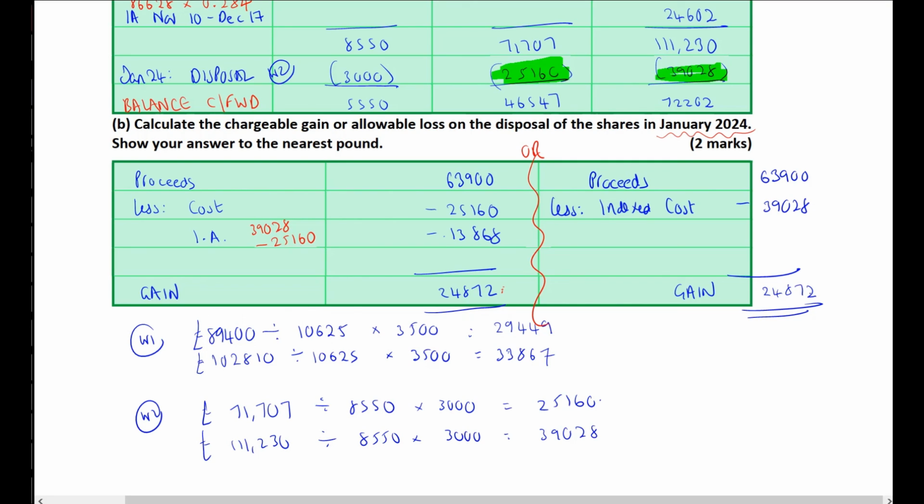So it might be worth having another go at that question, or perhaps having a go at another shares question when you get a chance, just to check that you're confident with how to get through that one.